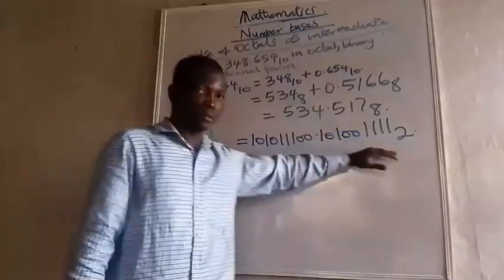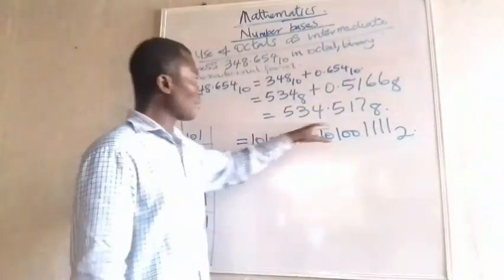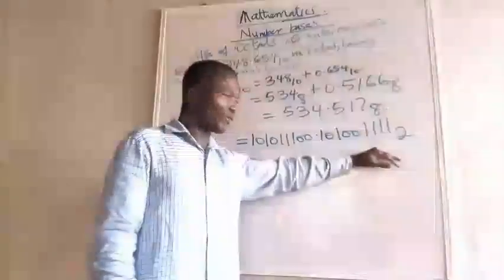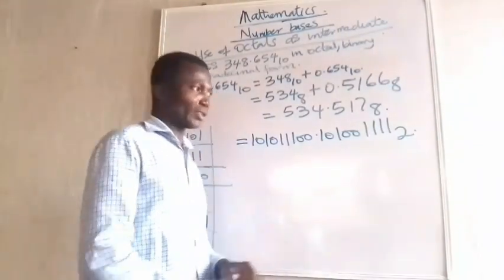You can see. So if I am trying to convert straight from base 10 to base 2, you can see how long it will be. So if I convert it first to base 8, and from base 8, I convert to base 2, you can see how easy it has made my job.